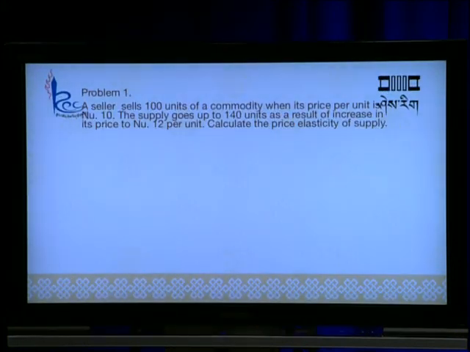Okay, now we will look into a few problems. First problem number 1. A seller sells 100 units of a commodity when its price per unit is 10. Supply goes up to 140 units as a result of an increase in its price to 12 per unit. Now, you are asked to calculate the price elasticity of supply. So, this is the schedule that you are going to derive from the problem stated above. So, price, you can see initial price 10, it has increased to 12.